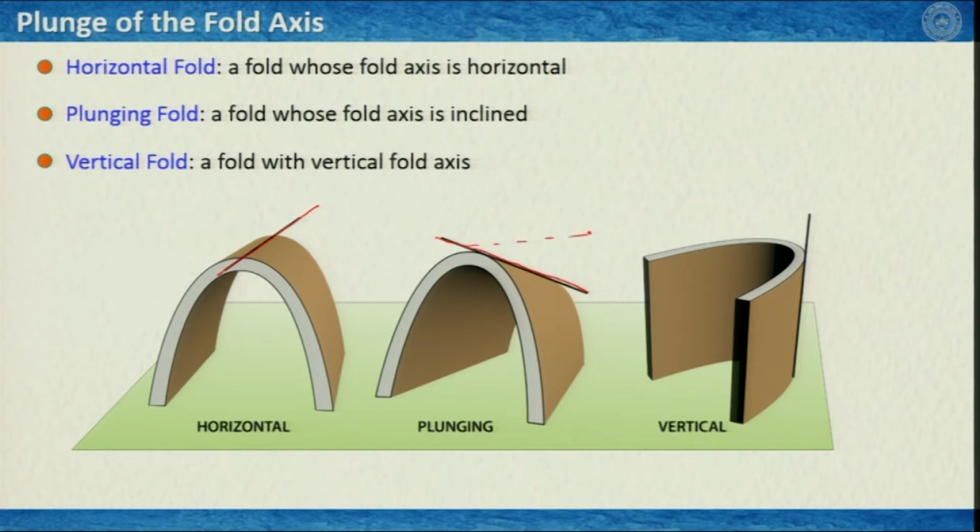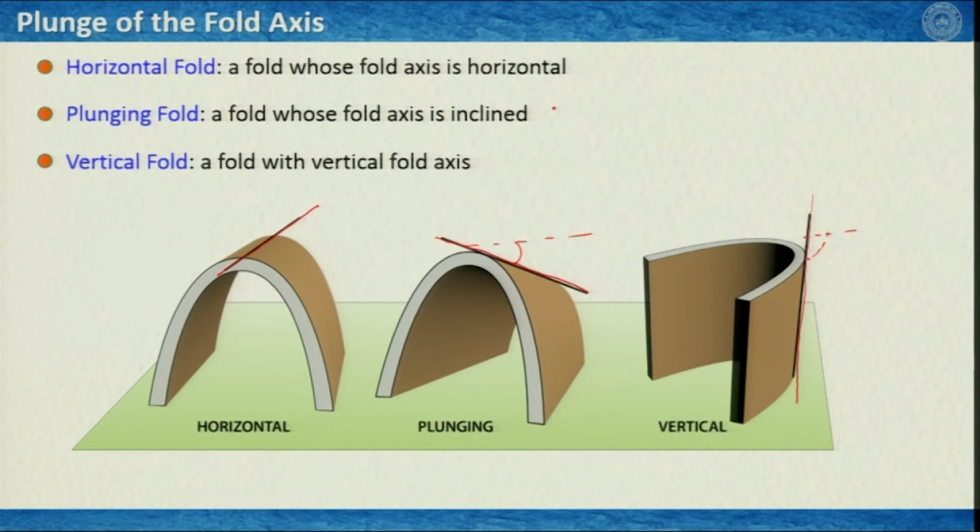If you consider this is your horizontal line on this plane, so this would be the plunge of this fold axis, and if you consider this one, the vertical one, then this is your fold axis, and of course, the angle is quite high or close to vertical. So, therefore, based on plunge of the fold axis, we have horizontal fold, plunging fold and vertical fold.